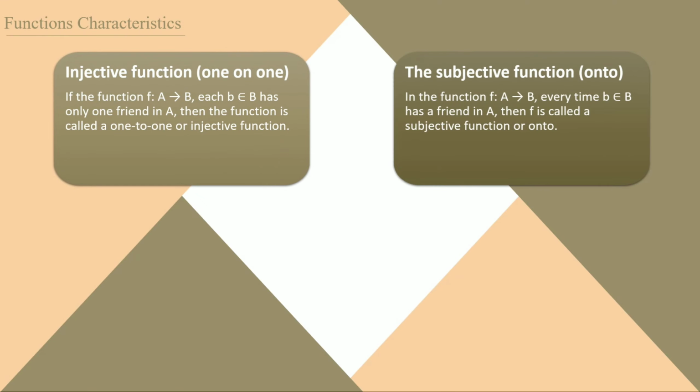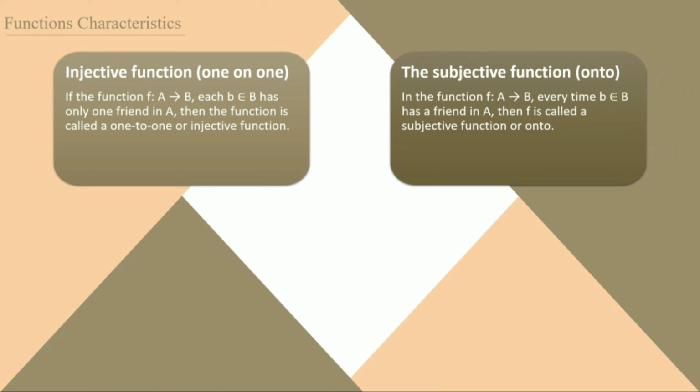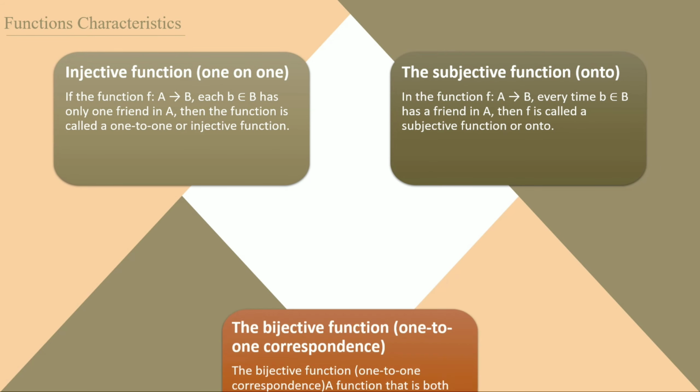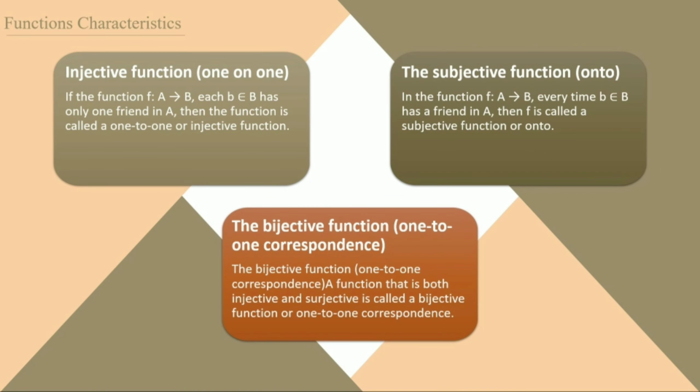Second, surjective functions or onto. If f is a function from A to B, and every element b in B has a friend in A, then f is called a surjective function or onto. And the third, bijective functions or one-to-one correspondence. A function that is both injective and surjective is called a bijective function or one-to-one correspondence.